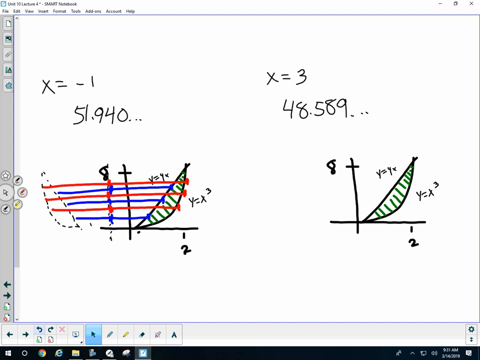It's going to be right. 51.94. You plug it in your calculator, you should get 51.94.